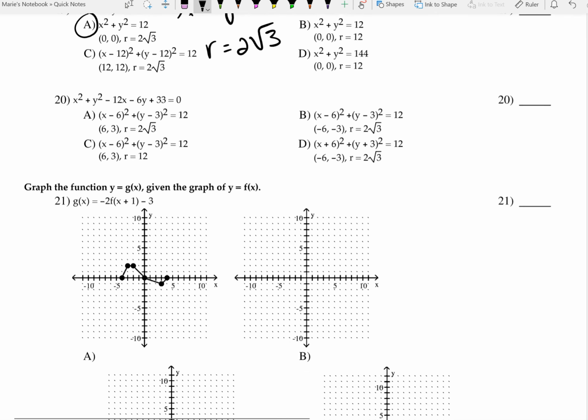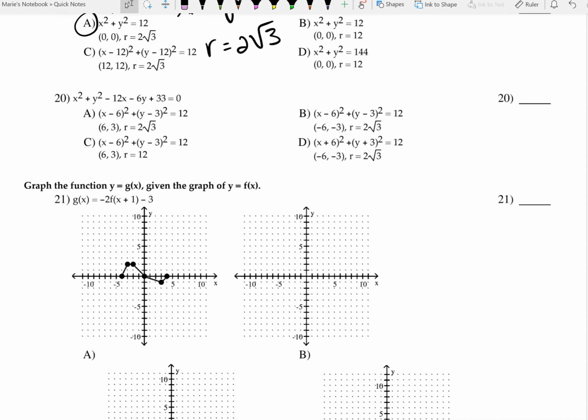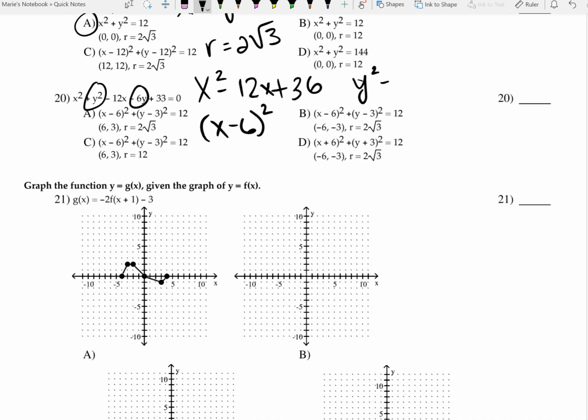Okay, number 20. Repeat the process. So in this case you get x squared minus 12x. If I divide 12 in half, I get 6. 6 squared is 36. So this would break down to x minus 6 squared. The y values, I have y squared minus 6y. 6 divided by 2 is 3. 3 squared is 9, so plus 9. That means that the y values, I'm going to write this down here. This will become y minus 3 squared.